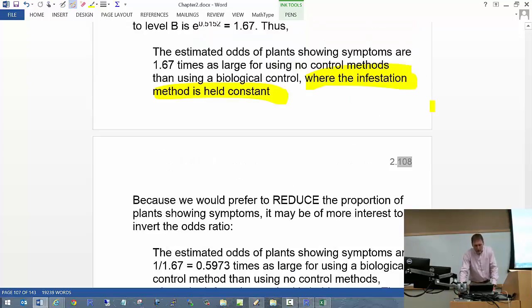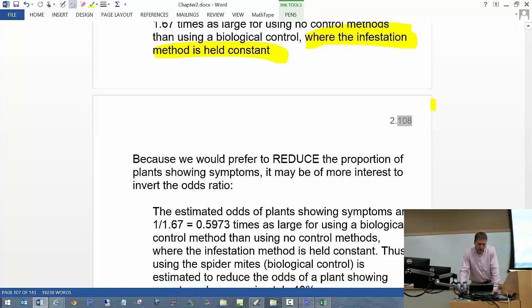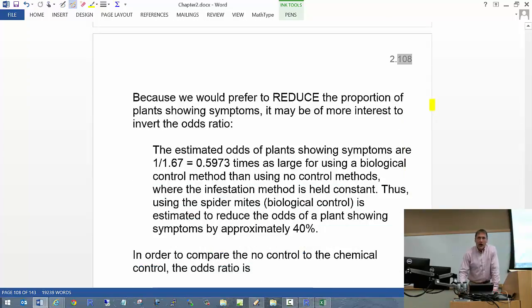Now, as we've seen before, there are a number of different ways to interpret this exact same odds ratio. Perhaps a better way to interpret it is in the context of reducing the proportion of plants, because after all, that's probably why this experiment is being run. You want to know if using a biological control or a chemical control helps reduce the probability or the odds that these plants come down with a disease.